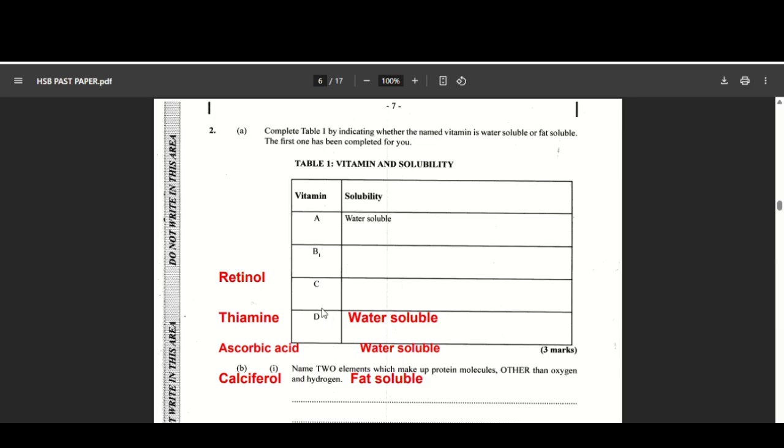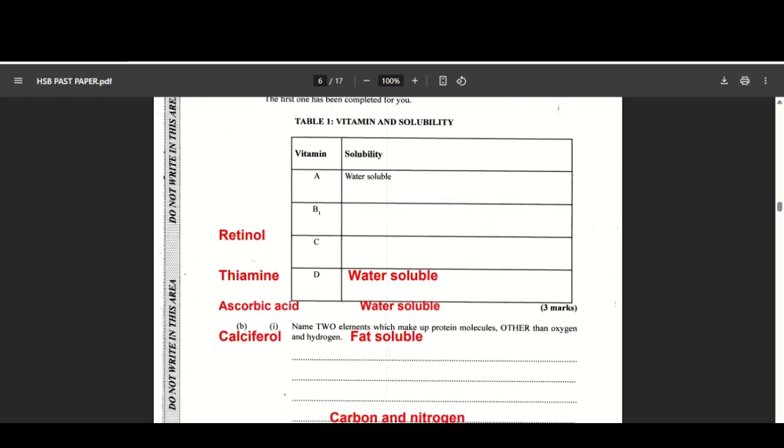Vitamin C is also water soluble, and then vitamin D is fat soluble, right? So vitamin D is fat soluble. Now let's look at the other one here.